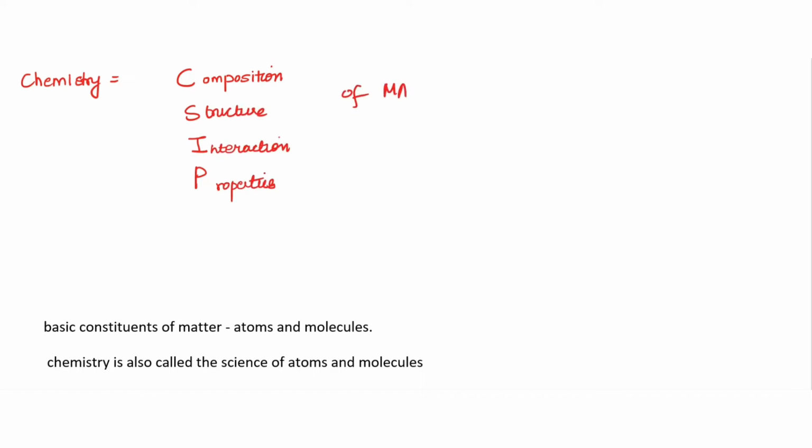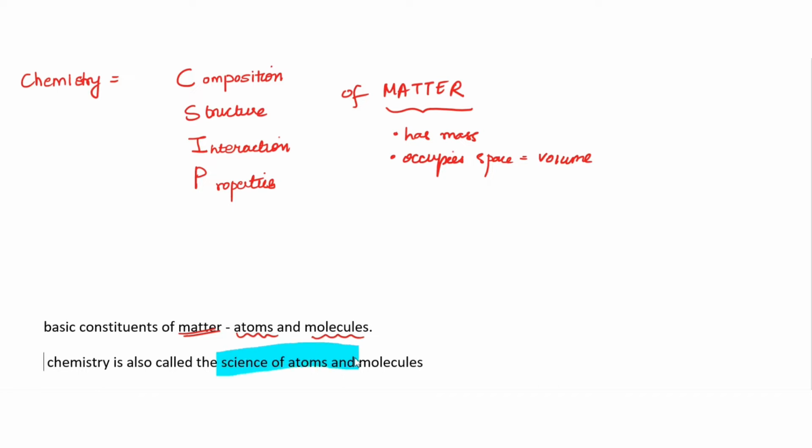Okay, CSIP. C for chemistry and SIP: composition, structure, interaction, and properties of matter. So, what is matter here? We all know matter is any substance that has mass and occupies space or volume, and the constituents of matter are atoms and molecules. Hence, chemistry is termed as the science of atoms and molecules.